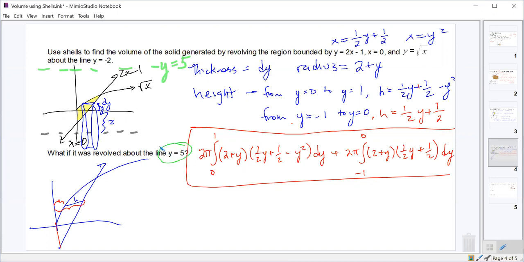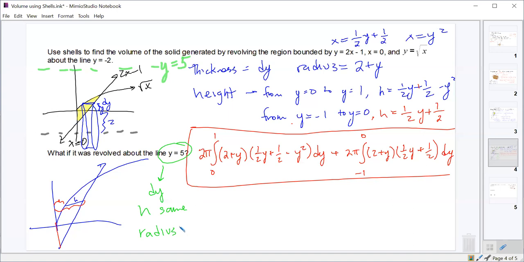All right, the second part of this is now asking, what if we revolved around the line y equals 5? Well, if I revolve around y equals 5, is that going to change the thickness of these? No, should still be dy. Is it going to change the height? No, the heights should be the exact same. But it will change the radius, won't it?